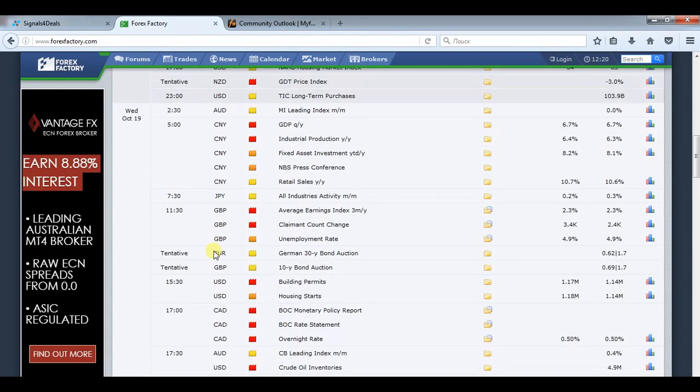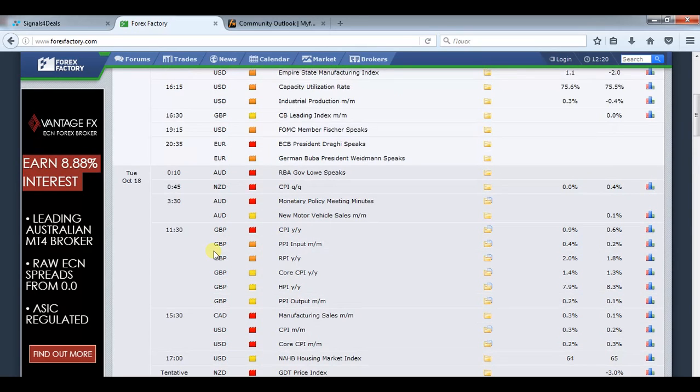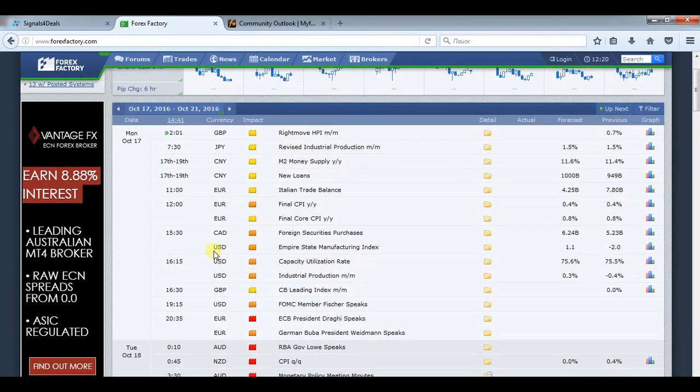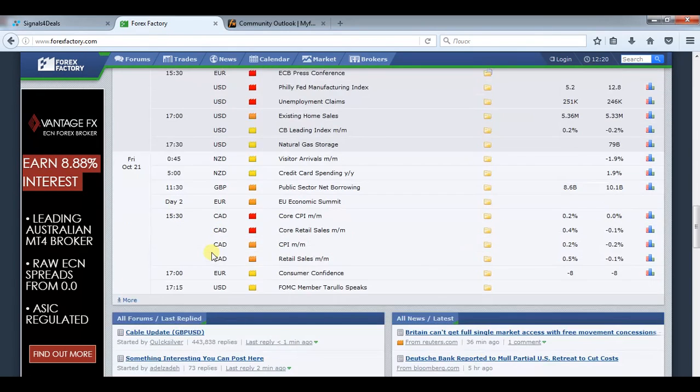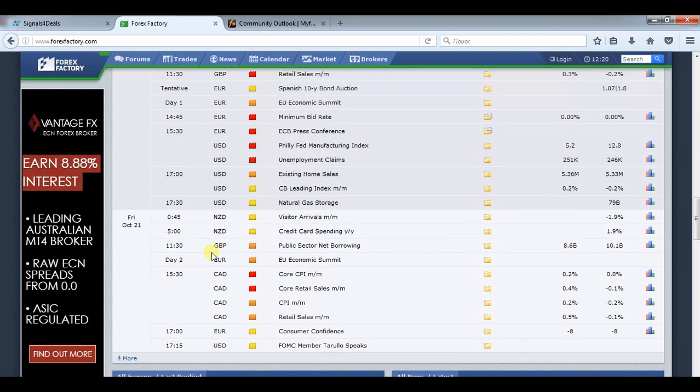As you can see, this week we have a lot of economic data, a lot of important news. So be careful. Always check important news in the morning, to be aware of periods of volatility.